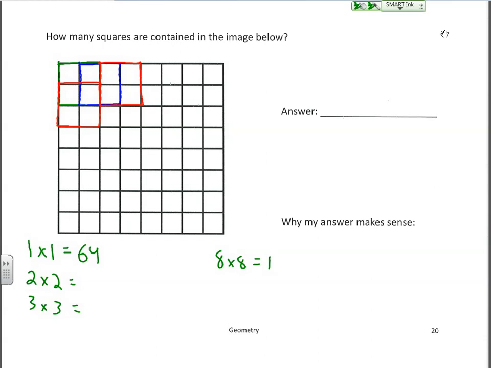We've got the 1 by 1s. We've got the 8 by 8s. Your job is to figure out the number of 2 by 2s, 3 by 3s. Again, look for that pattern to develop here. And the ultimate answer is the sum of all of these values that you find here, right? That's going to represent the total number of squares. Enjoy.